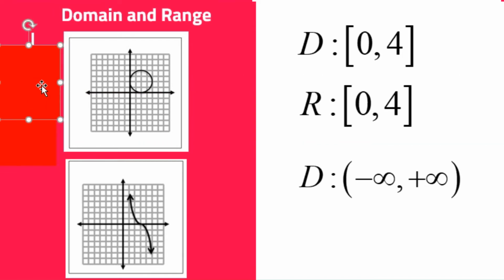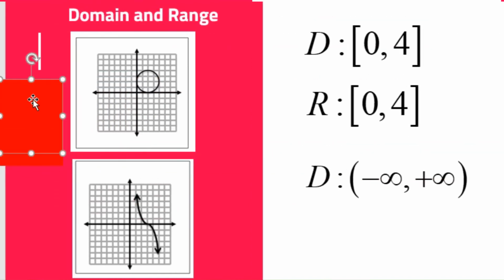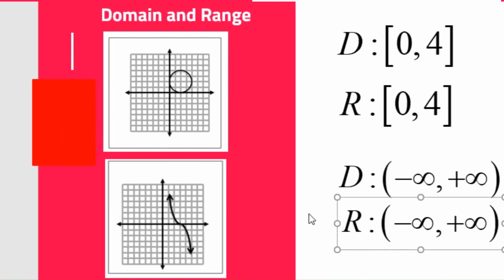Let's take a look at range. How low to how high? Well, I have an arrow that's pointing down, which means it's going forever. And I have an arrow going up, which means it's going forever. So that means my range is also negative infinity to infinity.